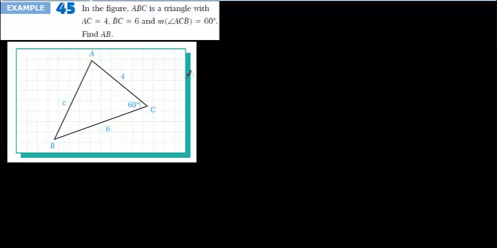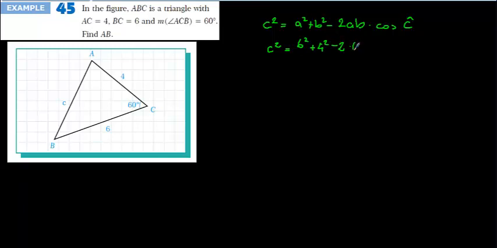In the question, we are going to find the side c. And c is opposite the 60 degree angle here, and the other two sides are 4 and 6. So c squared is equal to a squared plus b squared minus 2ab times cosine C. Okay, c squared we don't know, and our aim is to find that one. a squared we know is equal to 6 squared. Okay, 6 squared plus b squared, which is 4 squared, minus 2 times 6 times 4 times cosine 60.